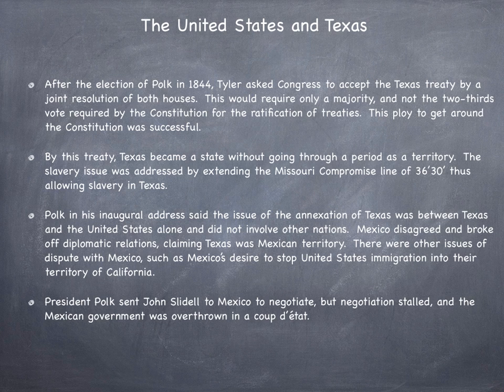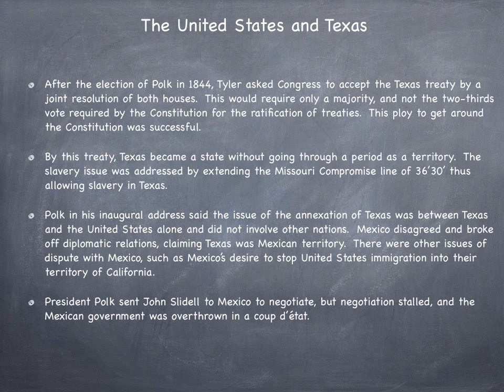The slavery issue was addressed by extending the Missouri Compromise line of 36°30′, thus allowing slavery in Texas. Polk, in his inaugural address, said the issue of the annexation of Texas was between Texas and the United States alone and did not involve other nations. Mexico obviously disagreed and broke off diplomatic relations, claiming Texas was Mexican territory. There were other issues of dispute with Mexico, such as Mexico's desire to stop United States immigration into their territory of California.